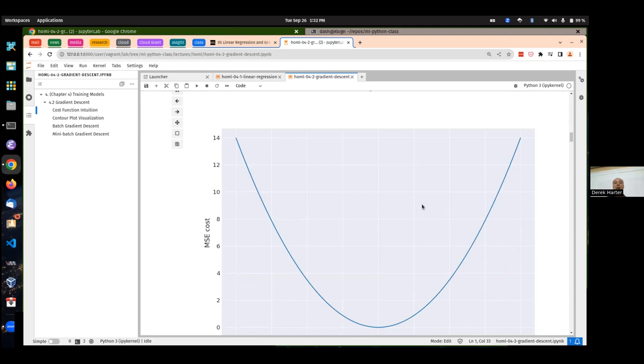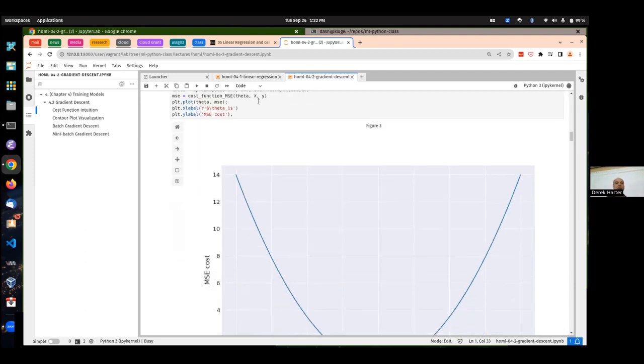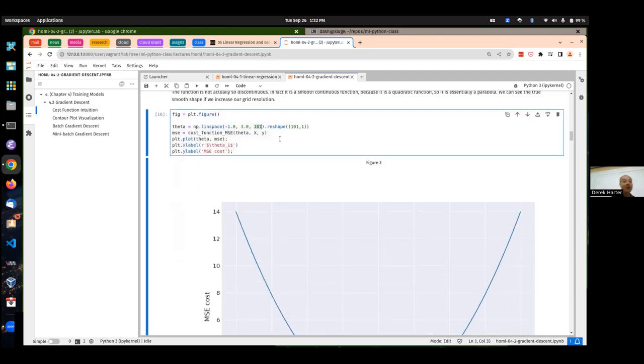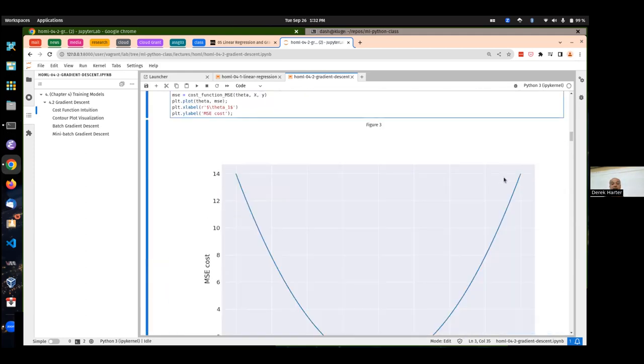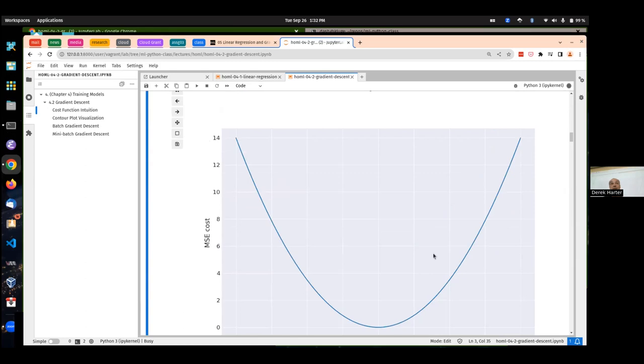And we don't have to evaluate just those 7 points. We can make it smoother, and this will also help with your assignment. Instead of evaluating those 7 slopes, we evaluate 100 slopes, but within the same range from negative one to three. So you can see that it's not really a discrete kind of thing. It's actually a parabola.